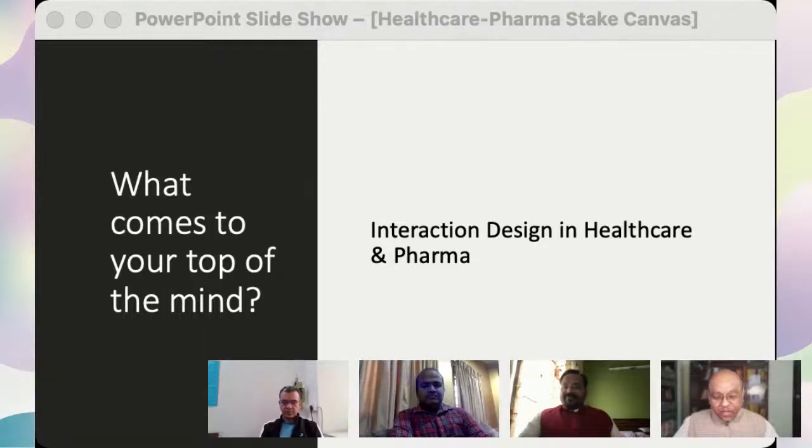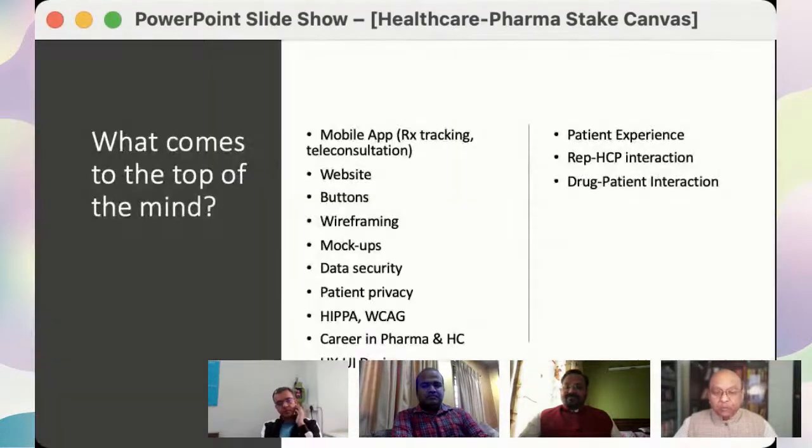Now going forward, to what comes to mind and what the people have responded, these are the things that came up. Mobile app, because post COVID-19, the development of mobile apps for prescription tracking or adherence apps mushroomed like anything. That's good, many people are trying to solve the patient's problem. Website, how to design a website keeping the UX in mind.